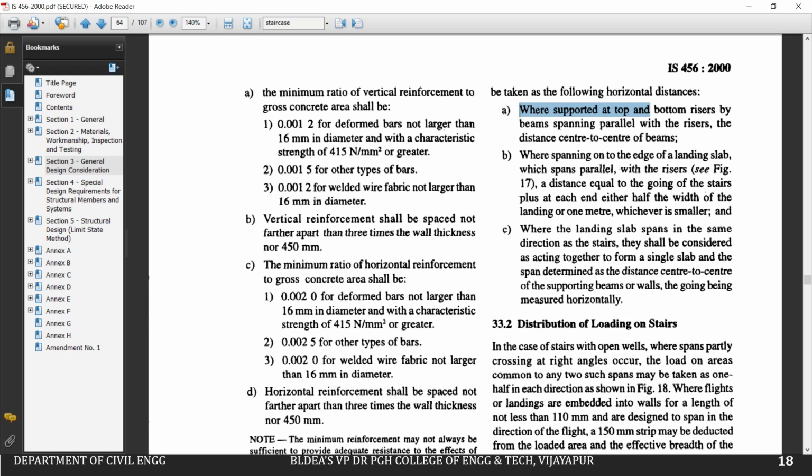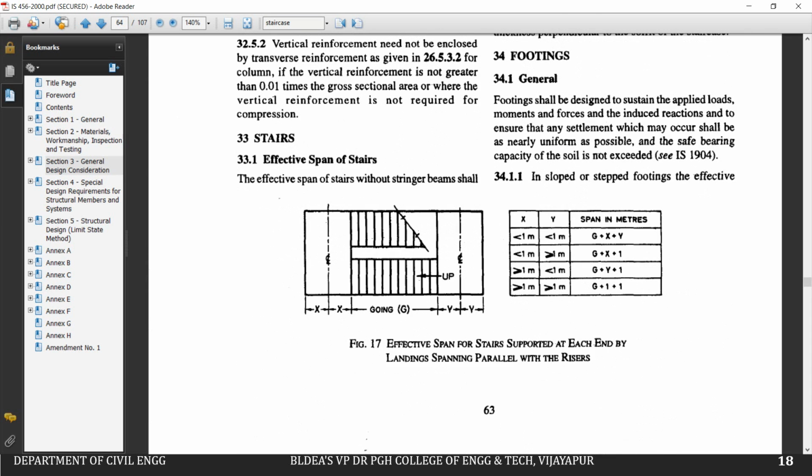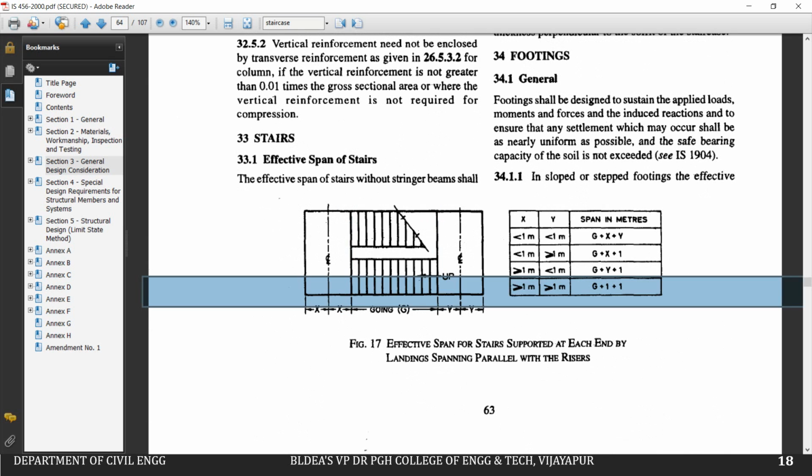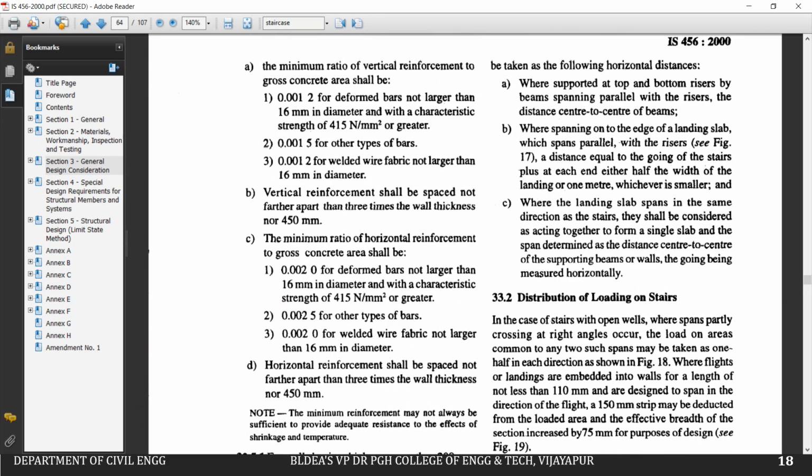So when supported at the top and bottom riser by beams spanning parallel to the riser, that was the previous problem which we had solved. Therefore the effective span which we had taken was center to center of the beams. For example, here we have one beam and here we have one beam. So that center to center distance of the beams will be the effective span.